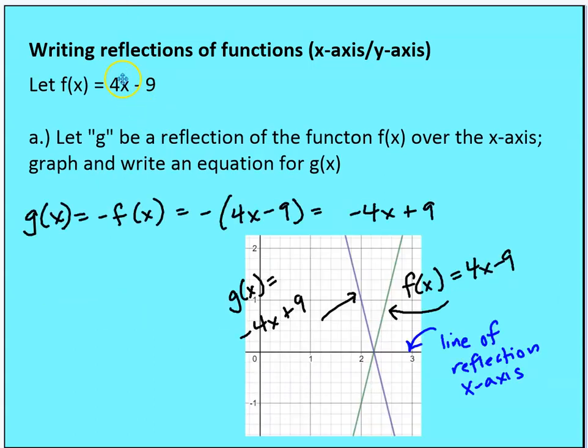So I'm going to take g of x equal to negative f of x. So I'm reflecting over the x-axis. So I take the entire equation, and I'm going to make the entire equation a negative value, so negative in parentheses 4x minus 9. That leaves me with negative 4x plus 9. I've graphed the two here. My original equation in green here, and then the reflected function over the x-axis, which is the line of reflection, g of x equal to negative 4x plus 9.